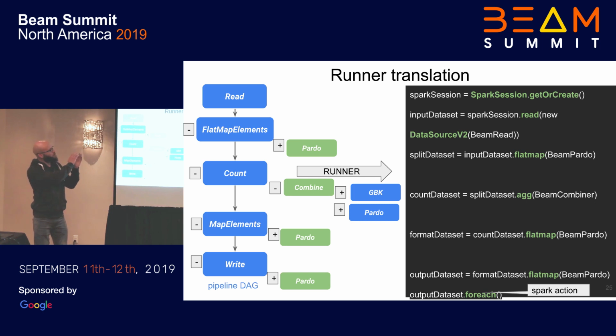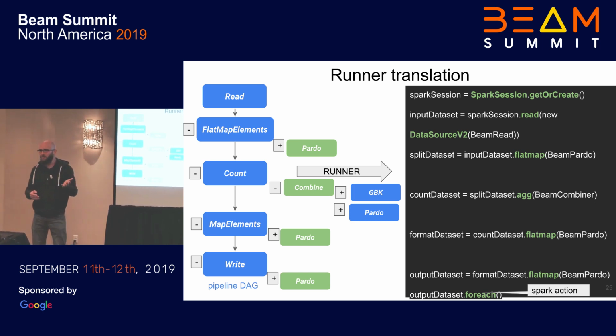Also, when the runner visits this DAG, it can choose the translation level it wants. That's the green boxes. So for the read part, there's no point. That's a primitive, like I said. So there is a direct translation from the Beam read to the Spark read using data source v2. That's simple. And ParDo, it's also a primitive. So there's a direct translation of the ParDo as a Spark native flat map.